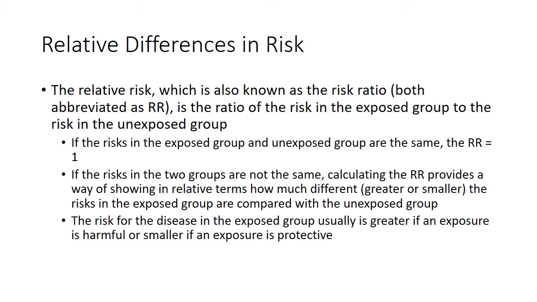Typically, if the risk of the disease is greater in the exposed group, you're going to find that the relative risk is going to be greater than 1. If it's going to be more protective, it's going to be less than 1.